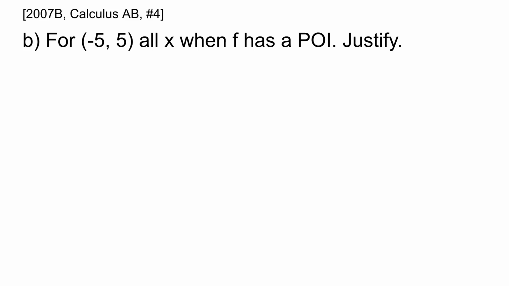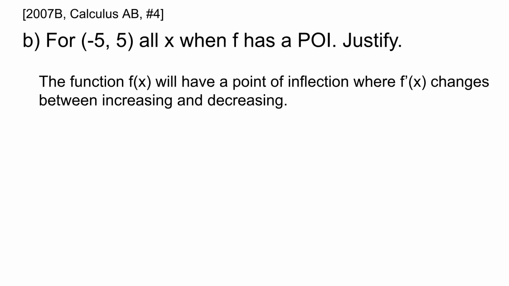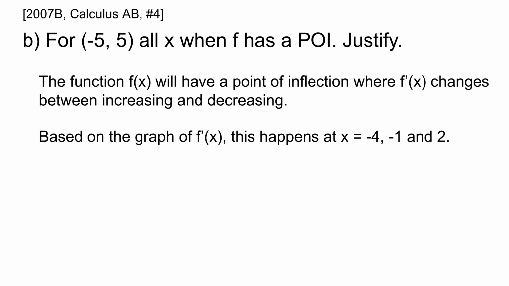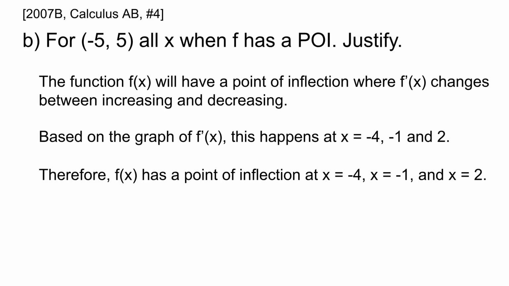In part B of this question, we are again considering the open interval from -5 to 5. We are asked to find all x for which the function f will have a point of inflection and to provide justification. The function f will have a point of inflection where f prime of x changes between increasing and decreasing. Based on the graph provided for f prime of x, this will happen at x equals -4, -1, and 2. Therefore, we can conclude that f will have a point of inflection at x equals -4, x equals -1, and x equals +2.